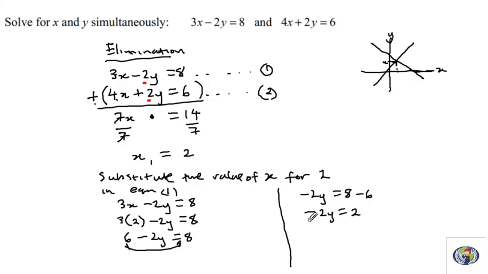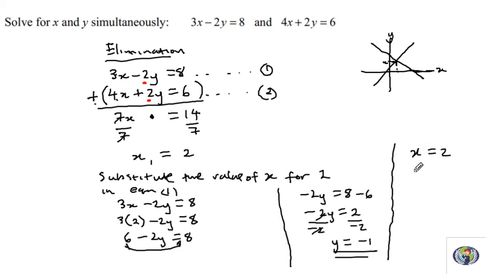Then we divide both sides by -2, and this should give you y equals -1. And our beautiful answers are x is equal to 2 and y equals -1. So what does this mean? This means that these graphs are going to intersect at this point where your x is going to be 2.